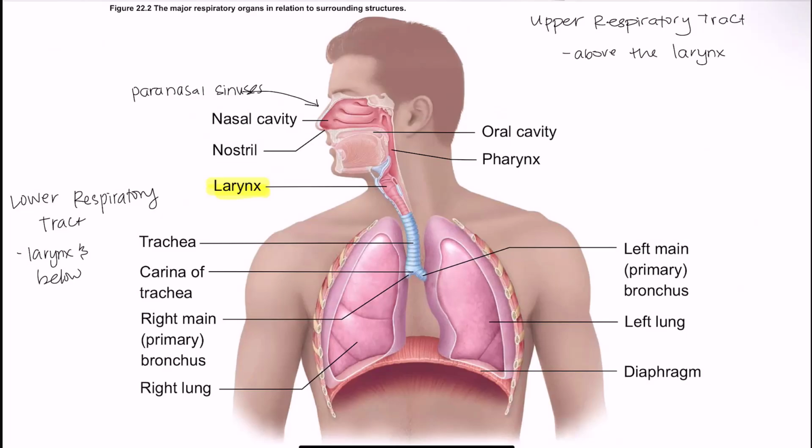So the larynx is also called the voice box. We'll talk about why in a little while. And then we pass from the larynx into this tube here, which is called the trachea. The trachea is also called the windpipe.